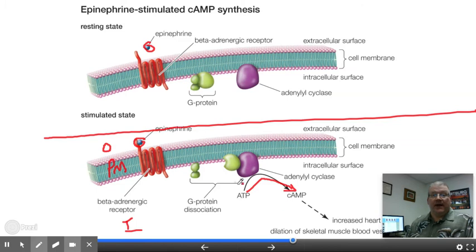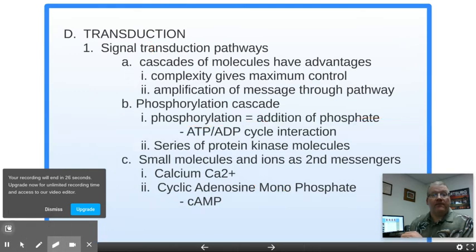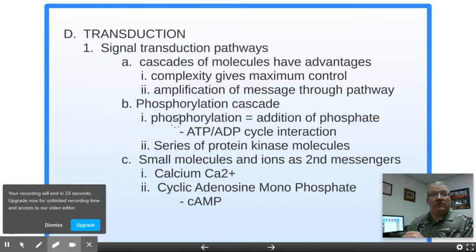And in this case, in epinephrine, that can increase heartbeat, that can dilate the blood, it can cause all sorts of fight or flight kinds of responses depending on the cell that it has been received. So we have signal transduction. Okay, complexity allows for control, and that control allows us to have a variety of different responses because of it.